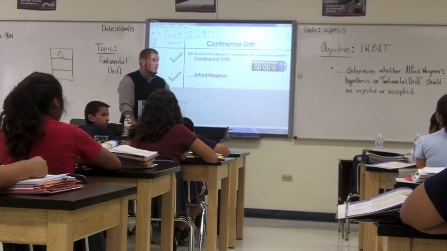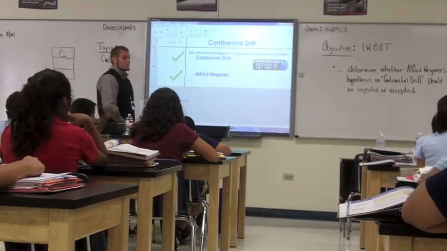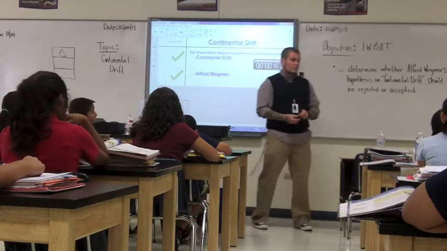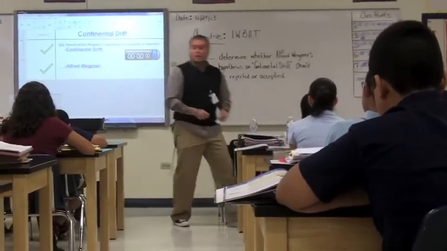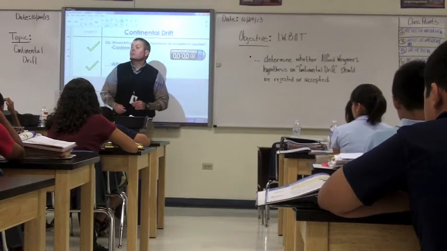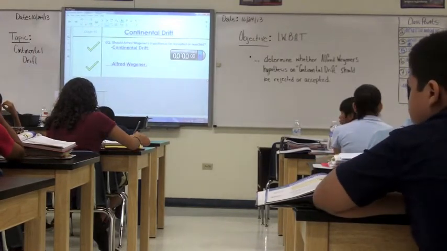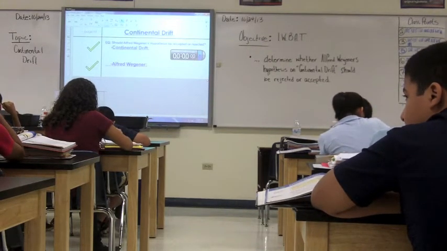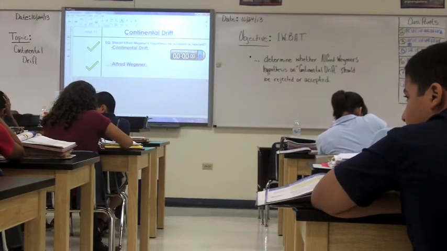Ira, what was the key information that you gleaned from your text that you wrote down in your notes? Alfred Wegener was a scientist that discovered the continental drift hypothesis. Good. Emily, what information did you write down about Alfred Wegener? Alfred Wegener was a German scientist who studied land. Okay.